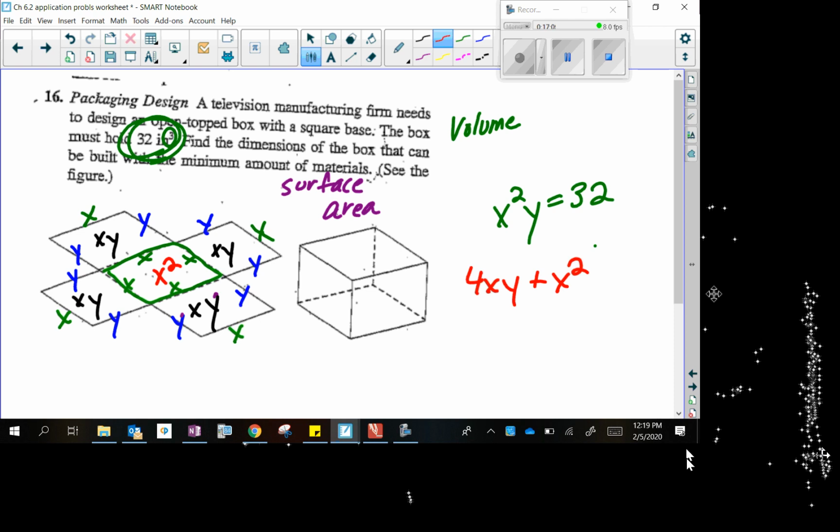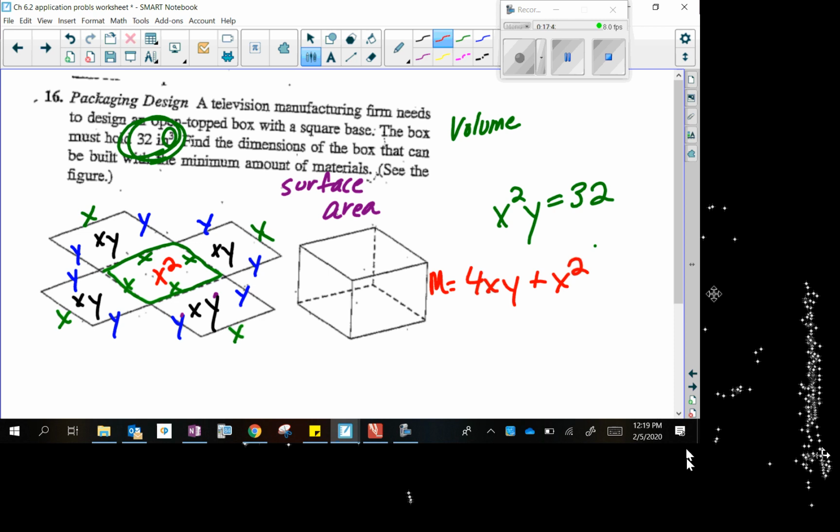No, it says there's no top. Yeah, and that's where that becomes important. It's an open top box. Bingo. Yes. Did everybody hear that? If it was a closed box, if it had a lid on it, it would just be 4xy plus 2x squared. Okay. So that is what we're trying to minimize.